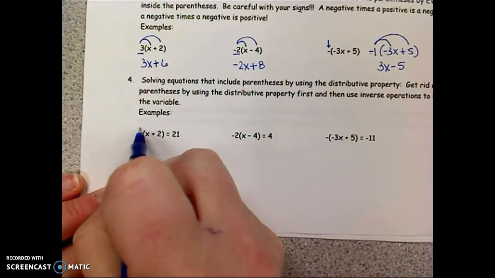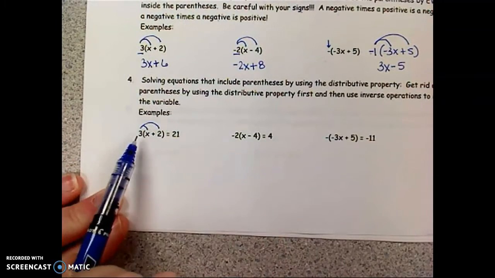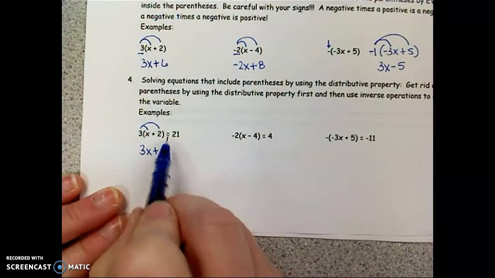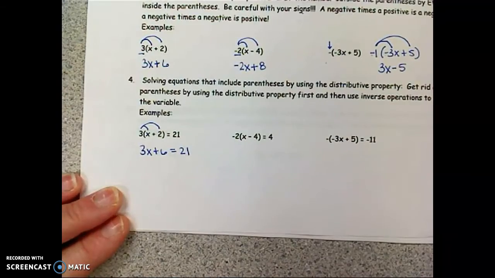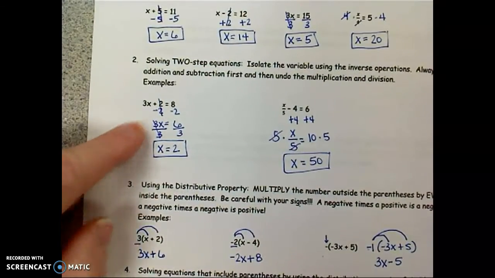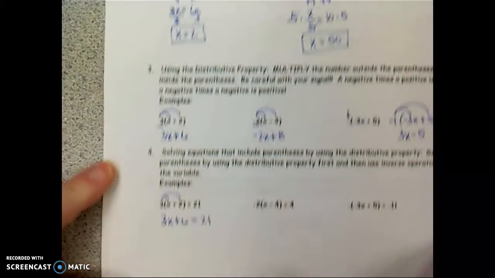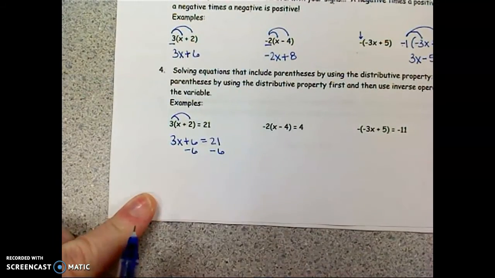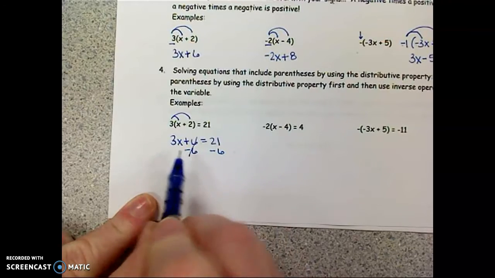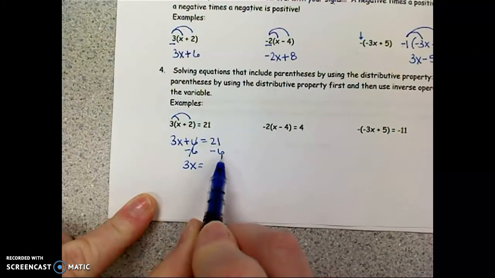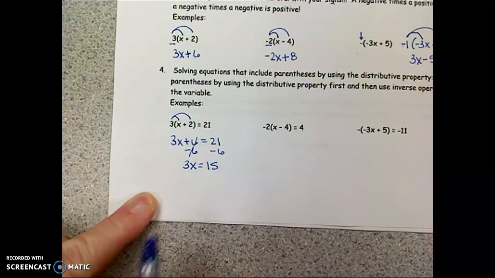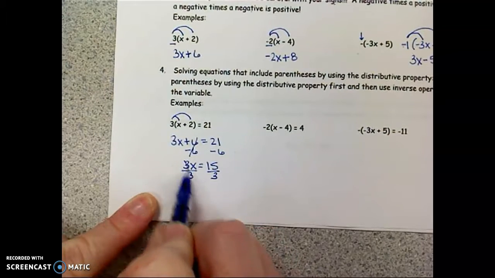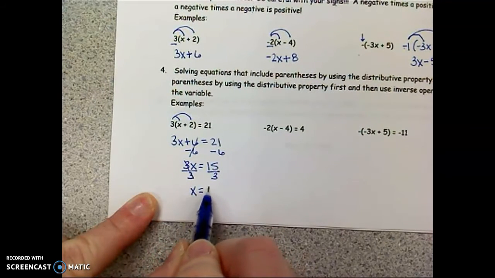So the first thing we're going to do is distribute just like we did up here. So we know when we distribute that 3, we get 3x plus 6, just like we did up here. But now that equals 21. So now this equation looks like these equations up here, and we solve them exactly the same way. So we're going to undo the addition of 6 by subtracting 6 from both sides. The positive and negative 6 cancel, leaving me with 3x. And 3x equals 21 minus 6, which is 15. Now we undo the multiplication using division, so we're going to divide both sides by 3. And so we get x equals 15 divided by 3, which is 5.